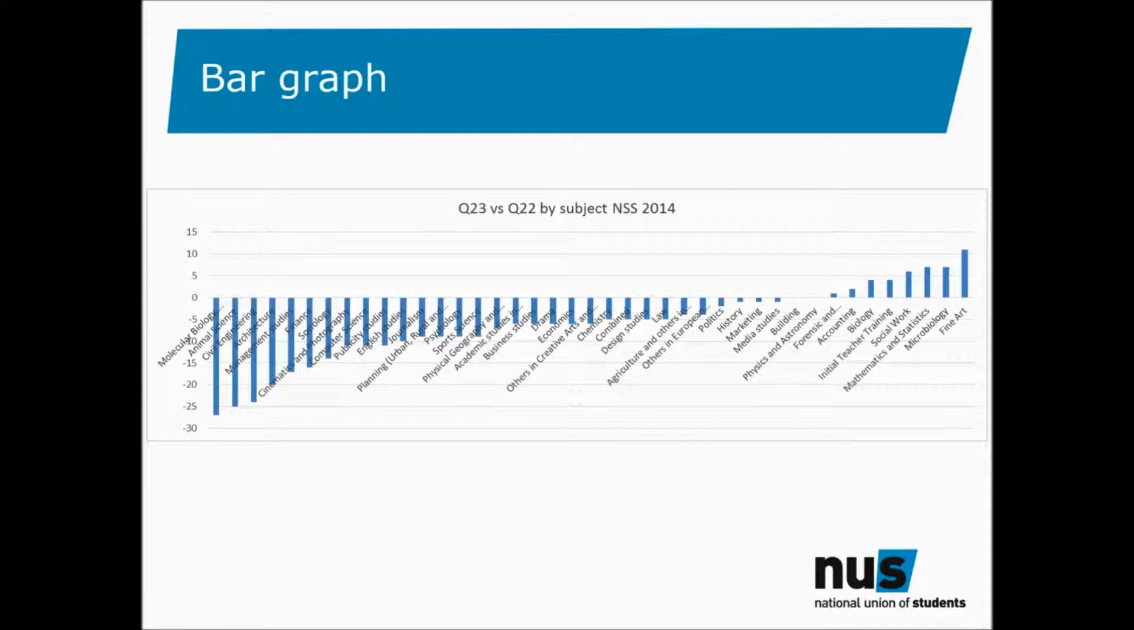This bar graph compares one institution's question 23 and question 22 scores by subject. Subjects to the left of the graph are less satisfied with the Students' Union than with the university, and subjects to the right are more satisfied with the Students' Union than the university. Questions 22 and 23 don't correlate very well, but this can still be useful to identify courses and departments that are generally quite satisfied, but much less so with the Students' Union.